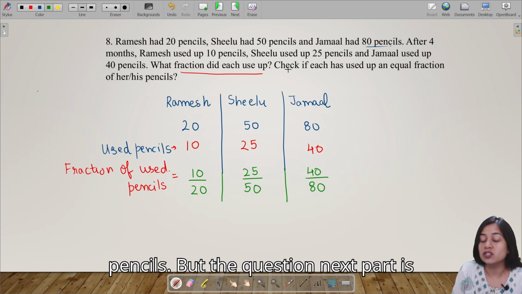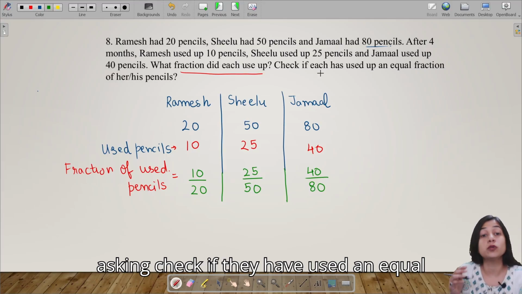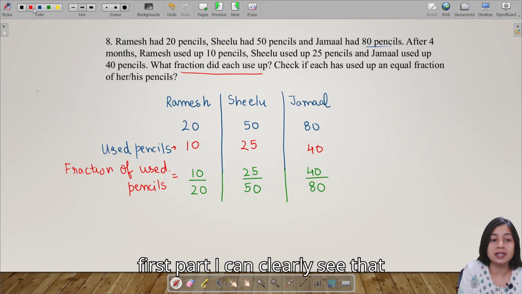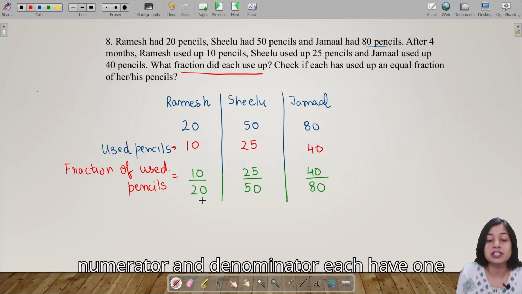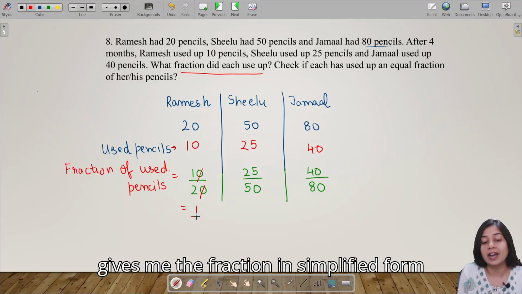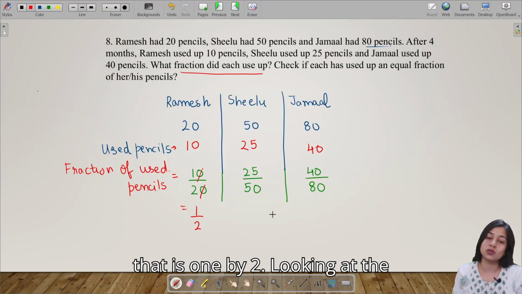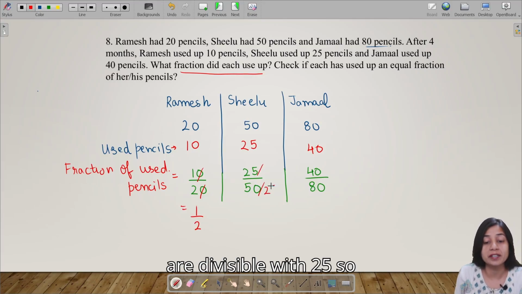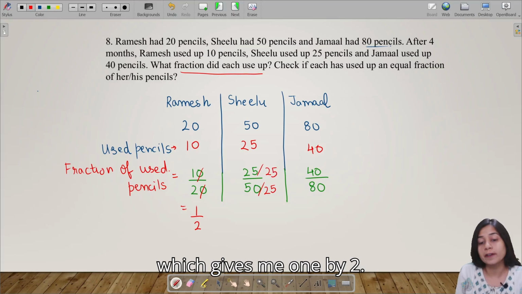But the next part of the question is asking, check if they have used an equal fraction. So let's simplify. In the first fraction, I can clearly see that numerator and denominator each have 0. So I'm going to cancel it, which gives me the fraction in simplified form, that is 1 by 2. Looking at the second fraction, I can clearly see both are divisible by 25. So which gives me 1 by 2.